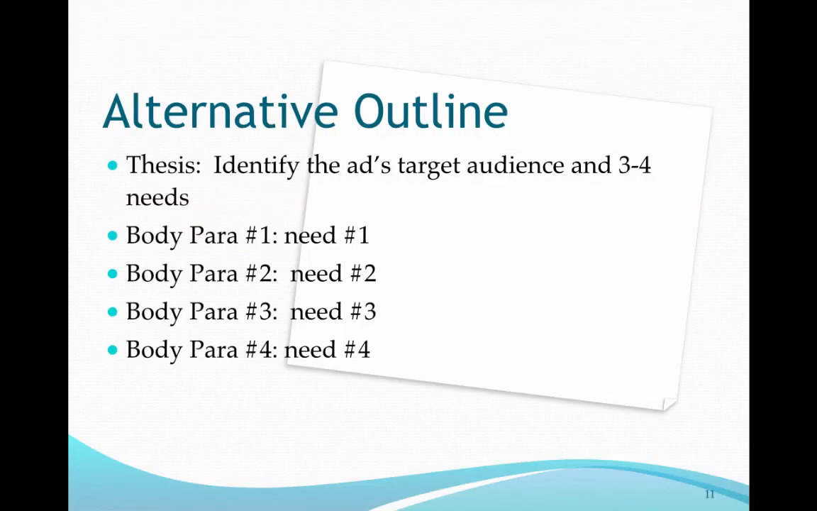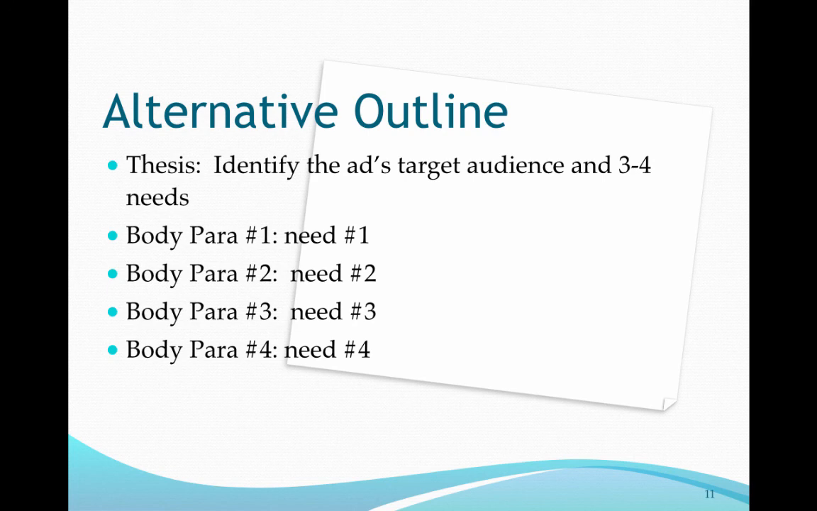Alternative outline. Another way to go about this assignment is to have a thesis where you identify the ad's target audience and the 3 or 4 dominant needs. This wouldn't work for mine because I only have 2 needs, but let's say you found 3 or 4 dominant needs in your ad. What you could do then is give a body paragraph to each need.